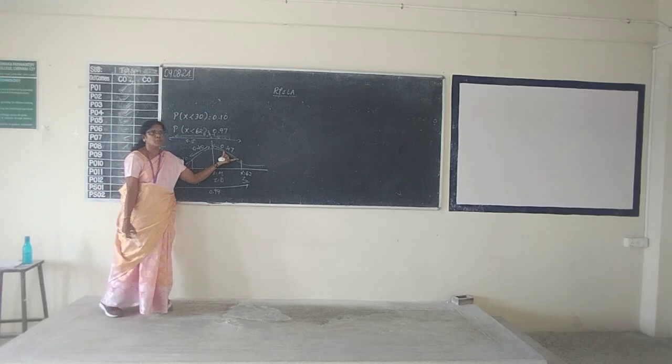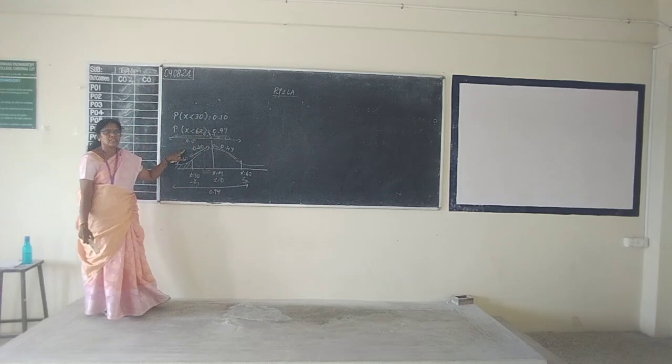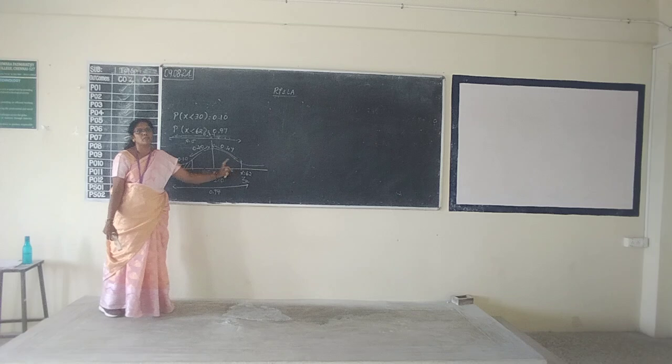After that, what you will do is 0.97 minus 0.5. So you get 0.47.